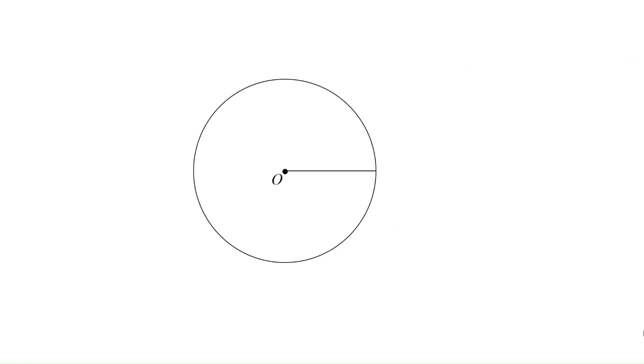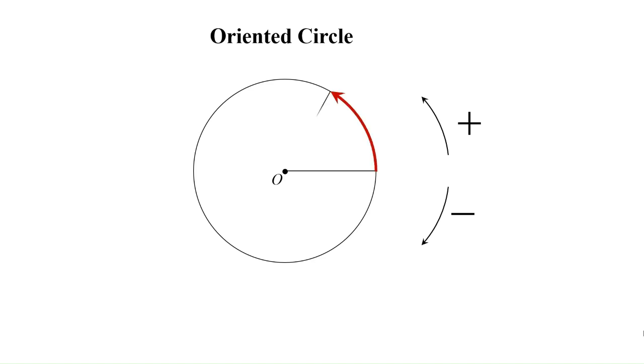Consider a circle of center O. If you allocate a sense of orientation to this circle where counterclockwise marks the positive sense and clockwise marks the negative sense, this turns the circle into an oriented circle where all angles turn into oriented angles. What this means is that if we open a 60-degree angle counterclockwise, it would measure positive 60 degrees, while if we open it clockwise, it would measure negative 60 degrees.